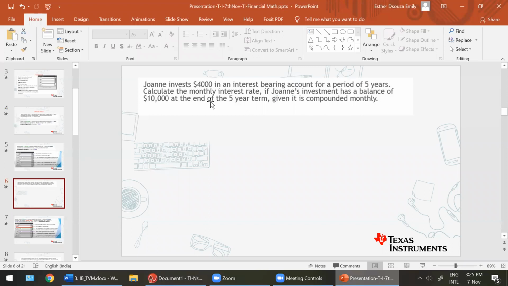So, Joanne invests $4,000 in an interest bearing account for a period of 5 years. Calculate the money interest rate if Joanne's investment has a balance of $10,000 at the end of the 5-year term. Given it is compounded monthly, be alert because it's monthly. Go ahead, type it in chat. First, type in your variables neatly.